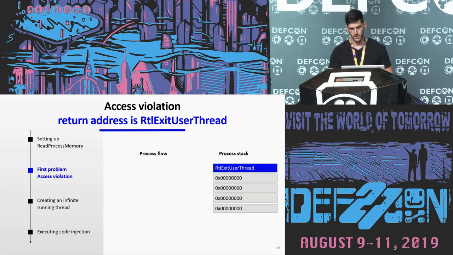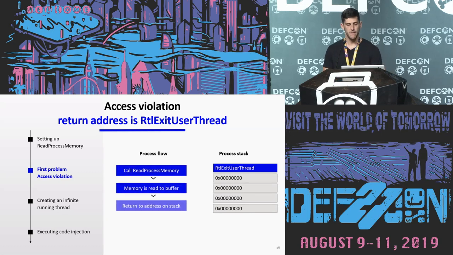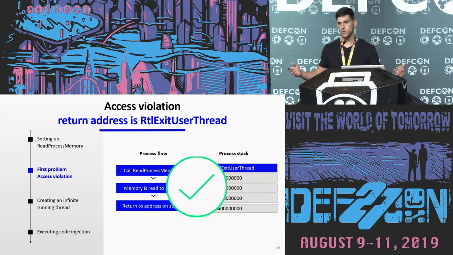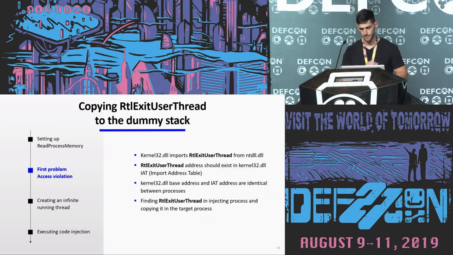Not nice. But if we put as the return address a function like RtlExitUserThread, we just exit the thread in a clean way. When we execute ReadProcessMemory, it will be called. Memory is read to the buffer. We return to the address on the stack, and the thread will exit in a clean way. Amazing. Okay, now we want RtlExitUserThread to be the return address on the stack.